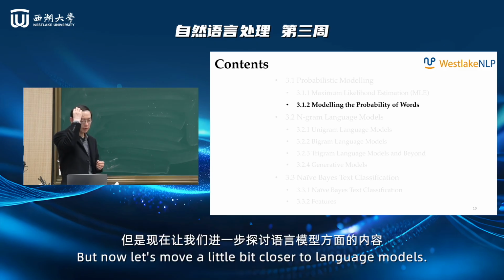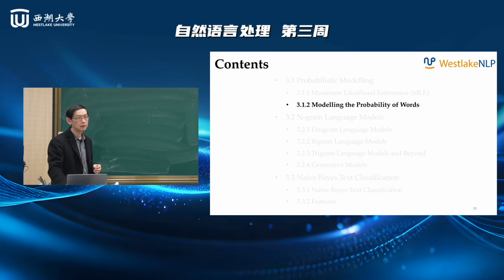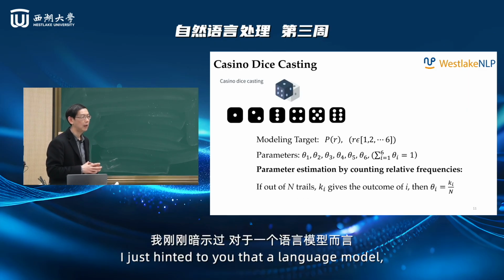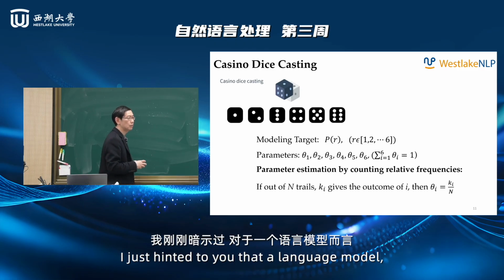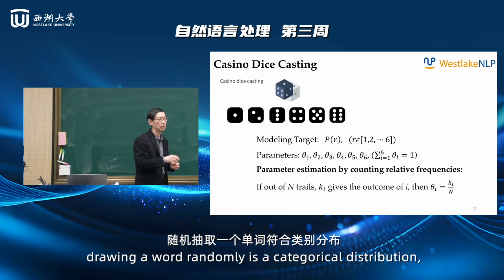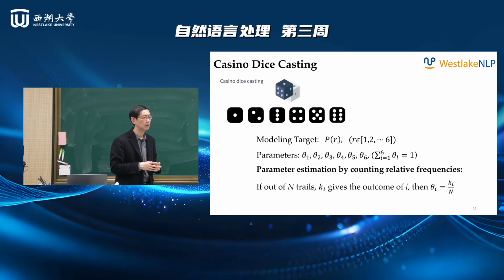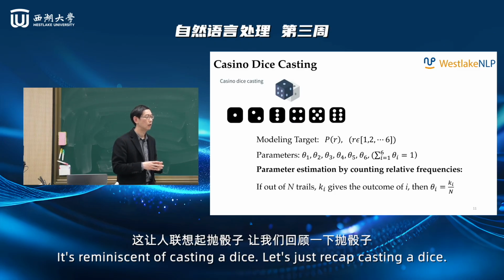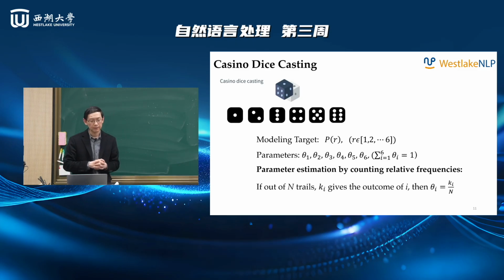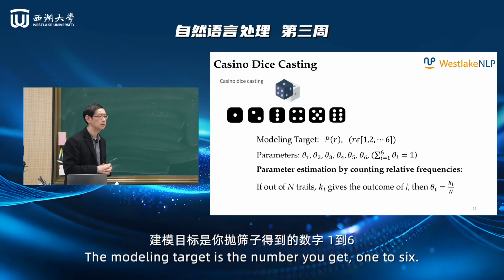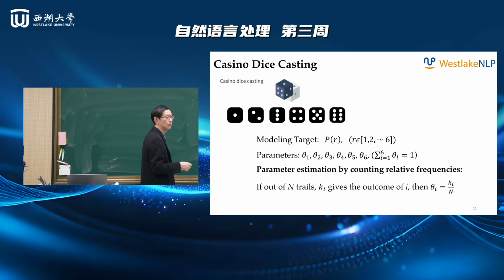But now let's move a little bit closer to language models. I just hinted to you that for a language model, drawing a word randomly is a categorical distribution. So it's no longer a Bernoulli distribution. It's reminiscent of casting a dice. So let's just recap casting a dice. The modeling target is the number you get, 1 to 6.